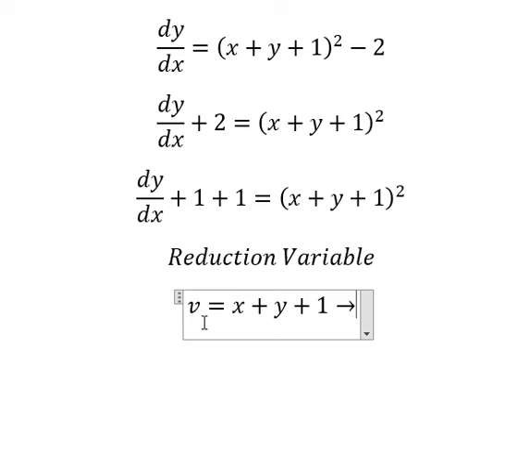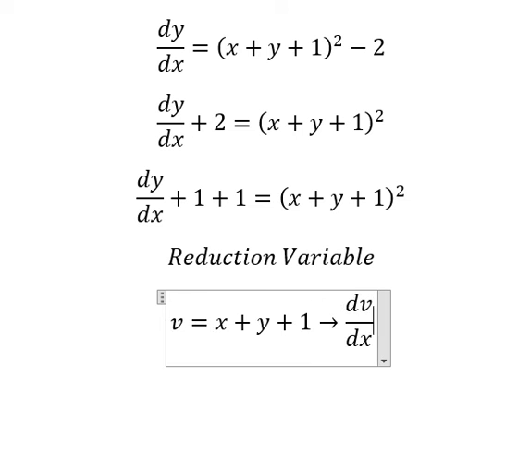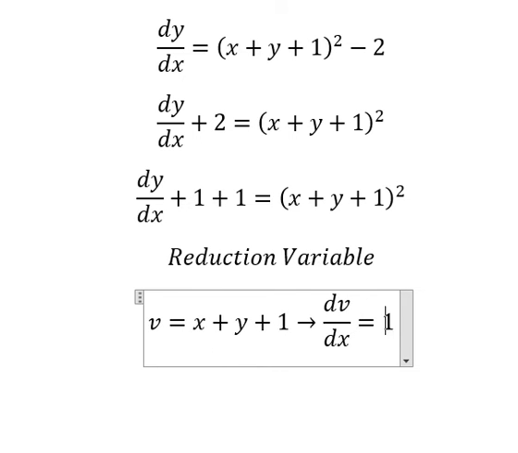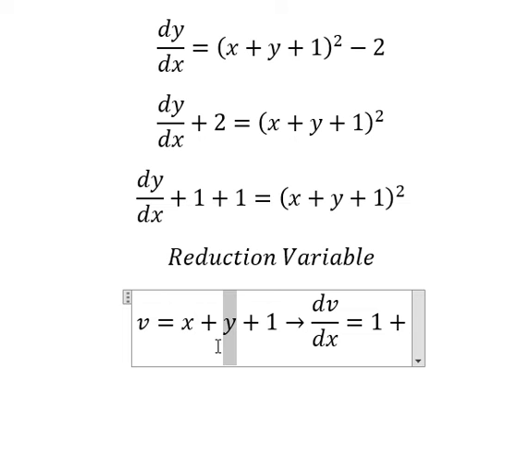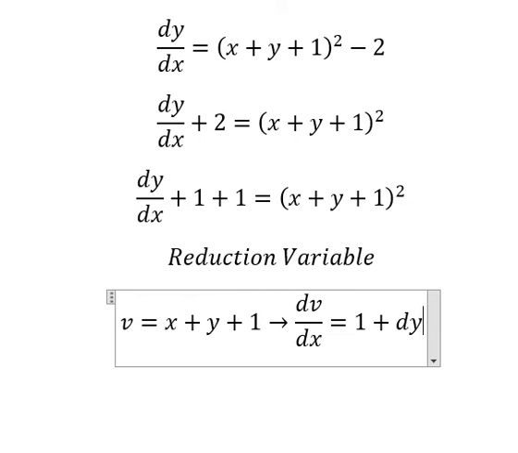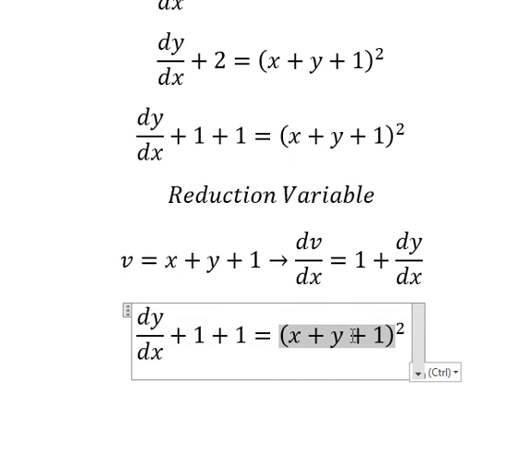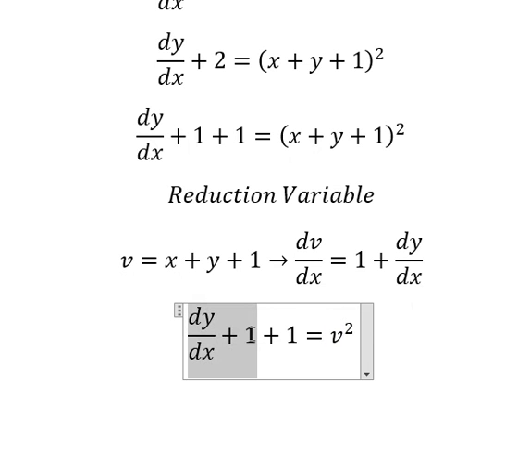Next, I need to take the first derivative of both sides. The first derivative of v, we have dv over dx. The first derivative of x, you get 1. The first derivative of y, we have dy over dx. The first derivative of number 1, you get 0 because this is a constant. So this one we change to v, and this one we change to dv over dx.